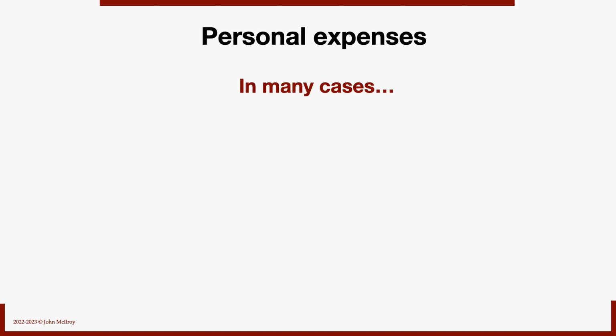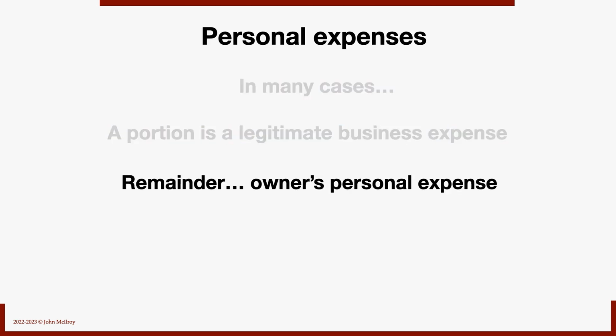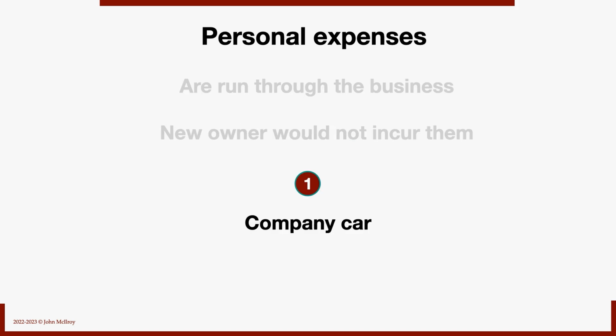Now, in a lot of cases, a portion is legitimate and the remainder is the owner's personal expense. I'm thinking of a company car. A general manager, as a non-shareholder, would need a car to carry out their job responsibilities, but the current owner has a lot more car than is necessary. Maybe it's a luxury car, so maybe a portion of it would be a legitimate business expense, but also a portion that represents a luxury surplus that should be added back.